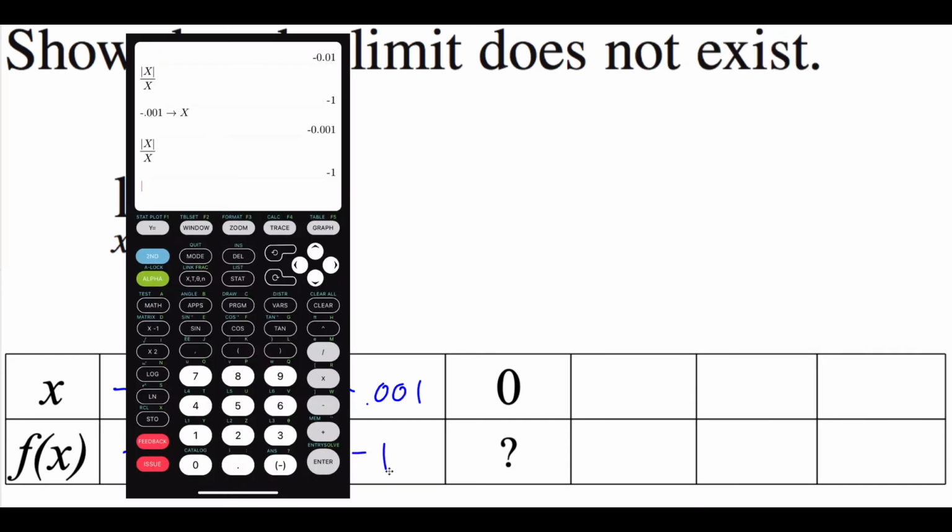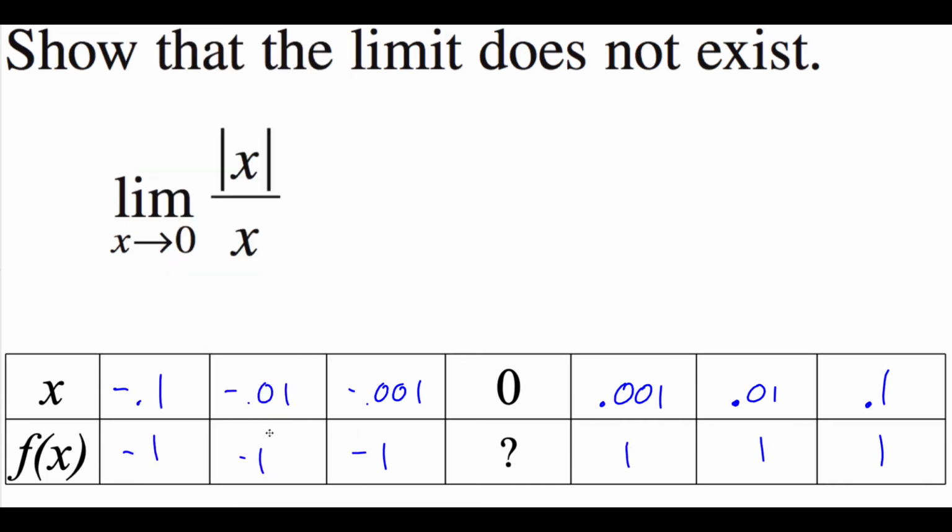Now we're going to work in from the right-hand side as well. I'm going to start with 0.1, and we'll plug that in. When I do that, I get positive 1 as my answer. I'm going to move closer to 0, so 0.01, and store that as my x value, and I get 1 again. Then I'm going to do 0.001, and when I plug that in, I get 1.